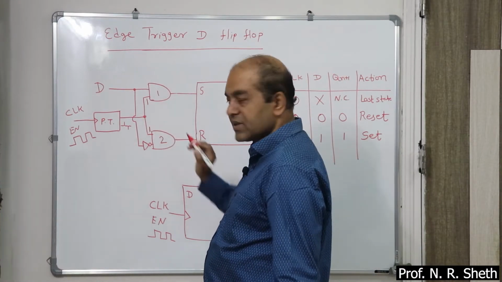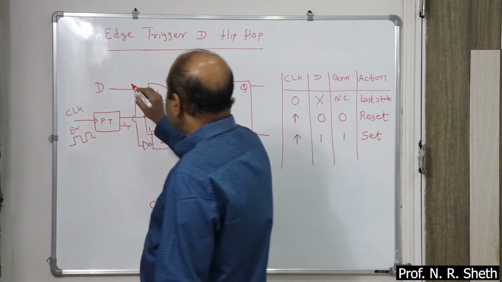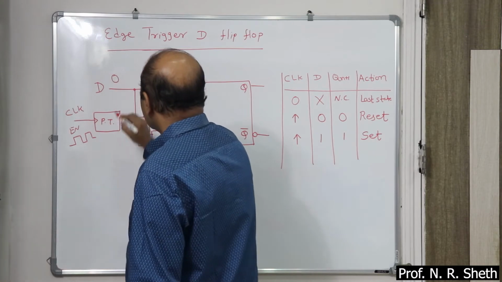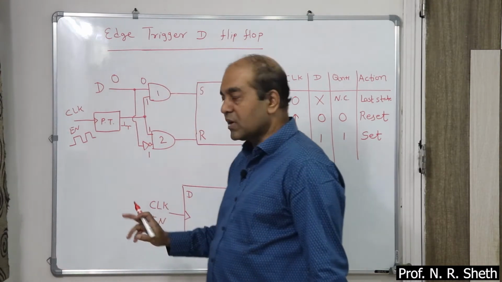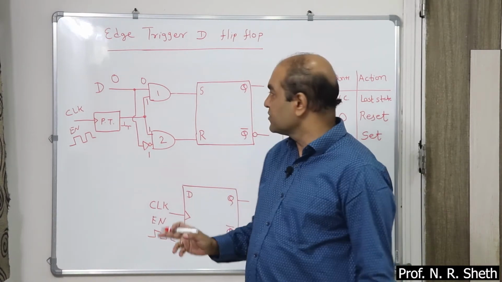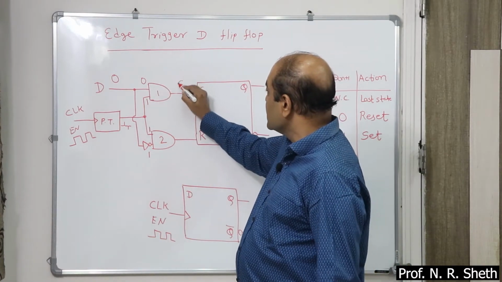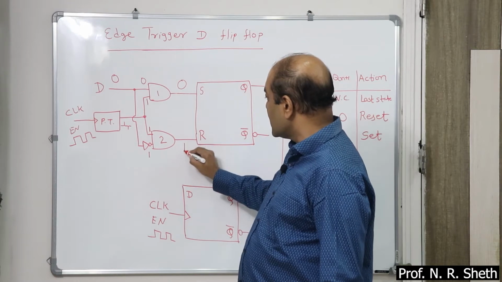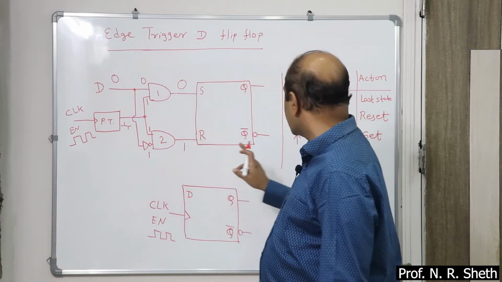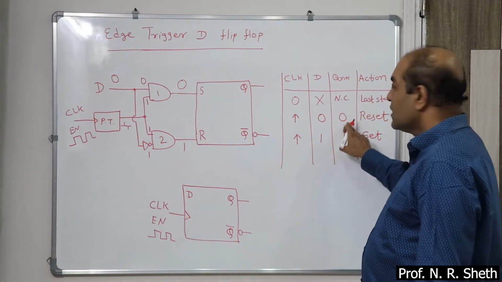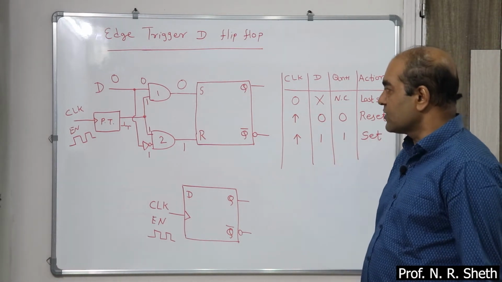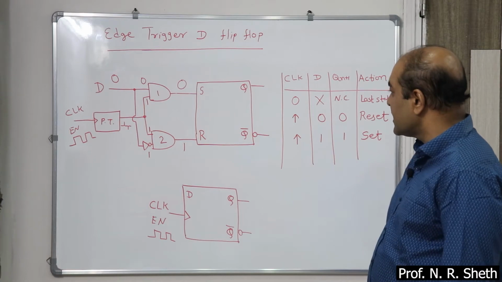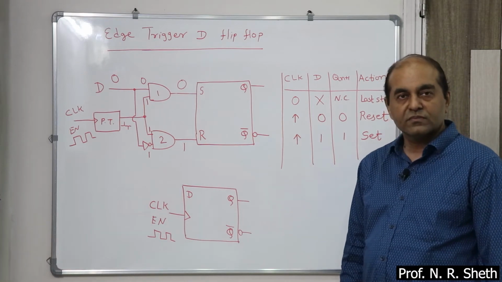So this input is high, D is 0. So this input is 0, this input is 1, because it's a function of the NOT gate. So 0, 1 means S is 0, R is 1, Q is 0, and Q is 0 means reset state. Flip-flop is in reset state. That's it.